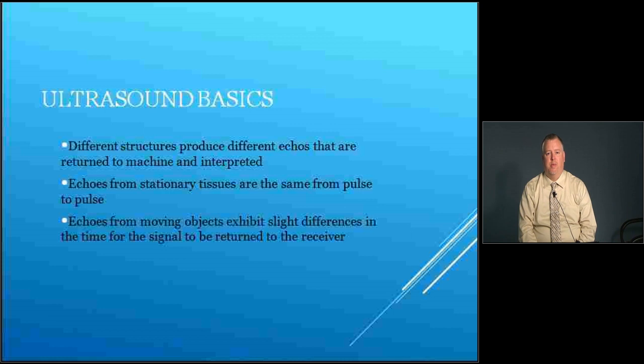We know that some of the ways that ultrasonography works is that different structures produce different echoes that are returned to the machine and interpreted by the software and displayed as images to the user. Echoes from stationary tissues are the same from pulse to pulse, and that's how we know that they're stationary. Whereas echoes from moving objects exhibit slight differences in the time for the signal to be returned to the receiver, and so the software interprets that as movement and displays it as such to the user.